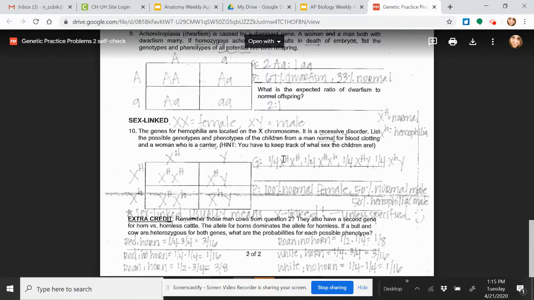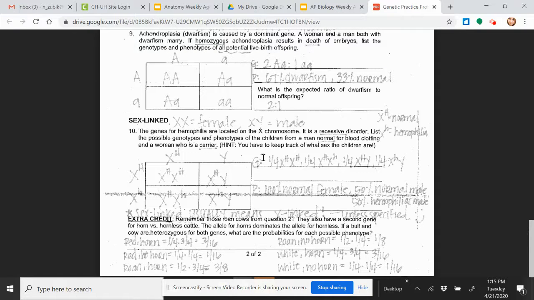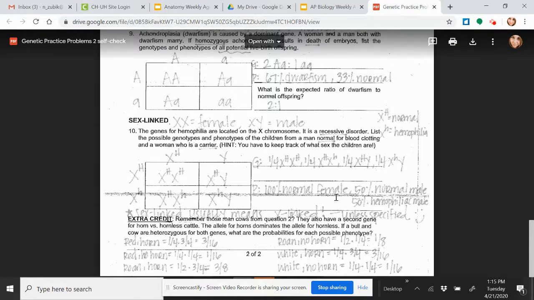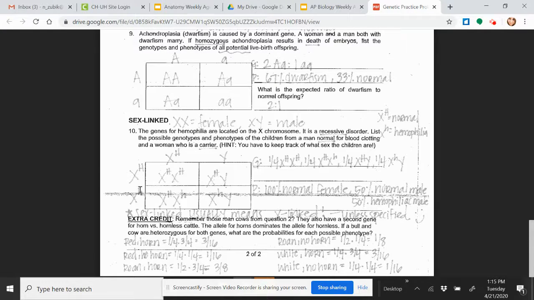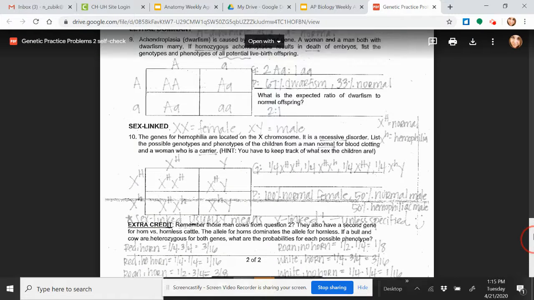It's going to be a little different because we're looking at the exact letters. So 25% X big H X big H, 25% X big H X little h, 25% X big H Y, 25% X little h Y. 100% will be normal female, or you could say 25% homozygous normal, 25% carrier, if you would prefer. 50% normal male, and 50% affected hemophiliac male. So sex-linked usually means X-linked unless they specify it's on that Y chromosome.